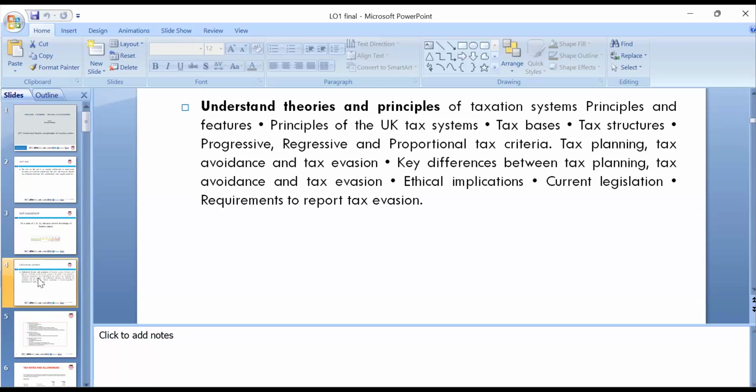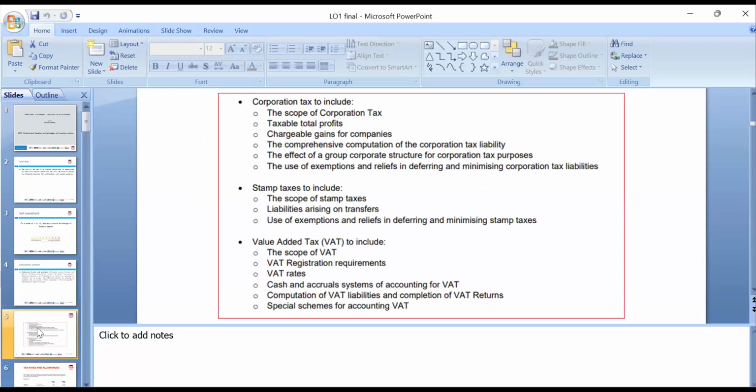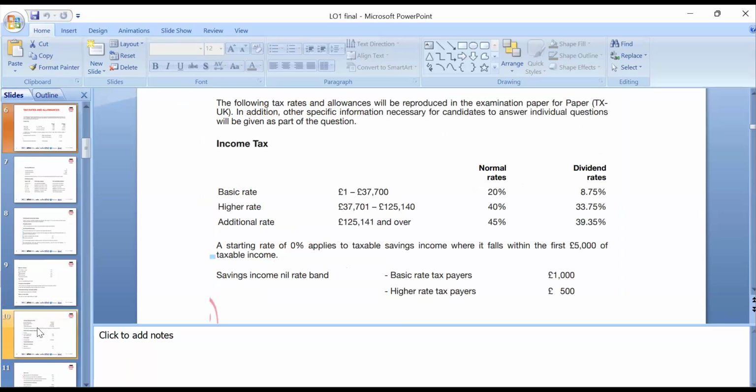These are the key indicative contents which we will go through: ethical applications, the current legislation and requirements, tax planning, and tax surveillance. It is always good to find out which year we are looking at. We are looking at the Finance Act 2024. You can follow whichever year you want, 23 or 24, because up to 31st January we can follow the previous year's tax rates.